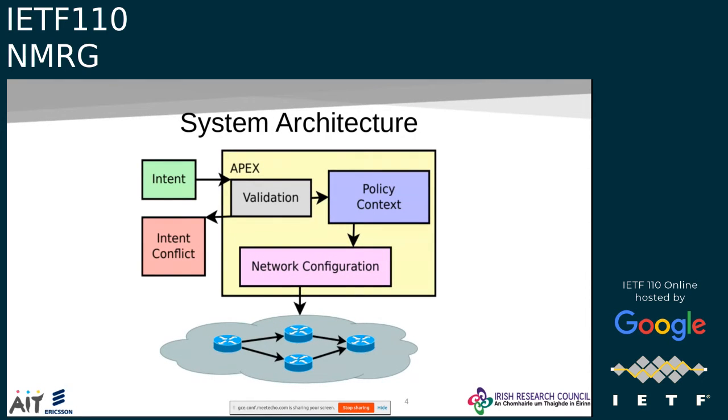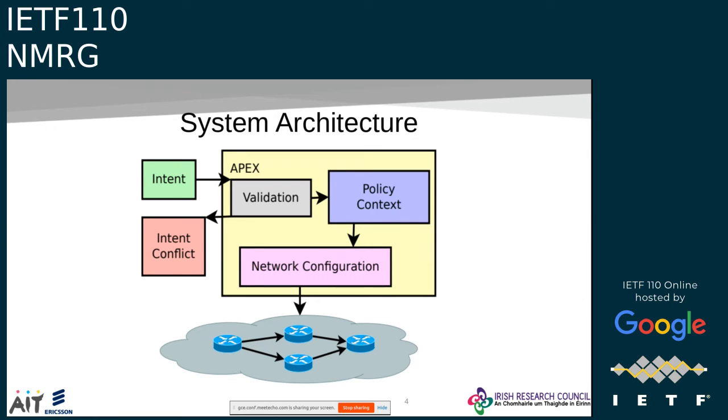In the system architecture, we have intent messages on the left side of the diagram. We have an adaptive policy execution engine, Apex, shown as the yellow box, and a network underneath to represent our Mininet network emulation tool. An intent message will arrive from the left side of the diagram. This is received by the policy engine, triggering a validation cycle.